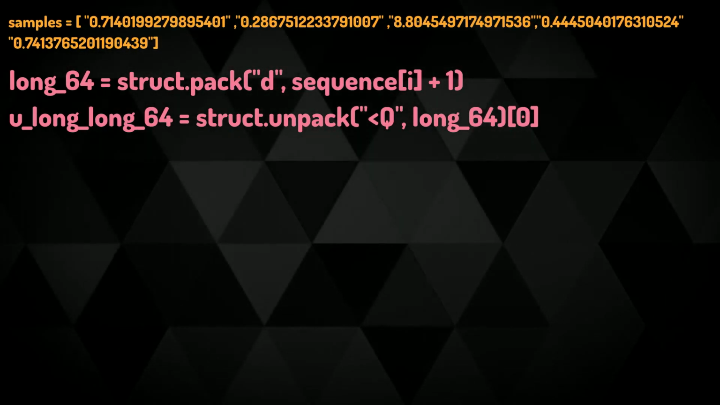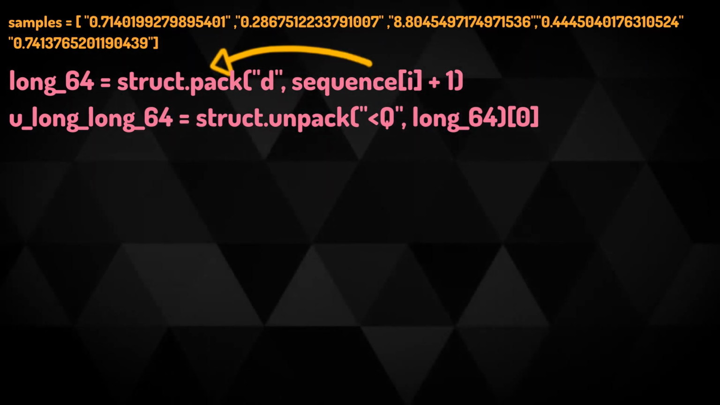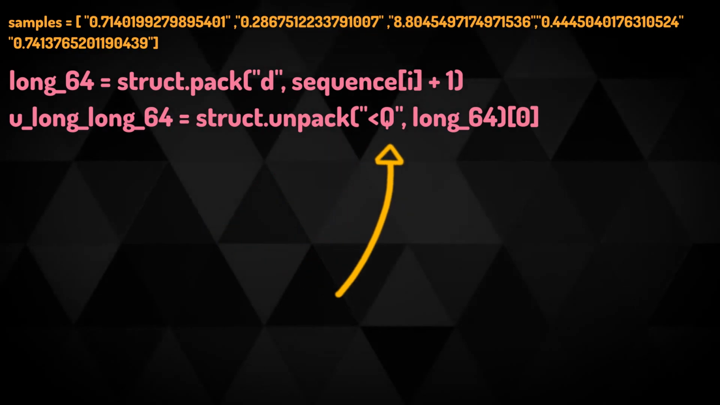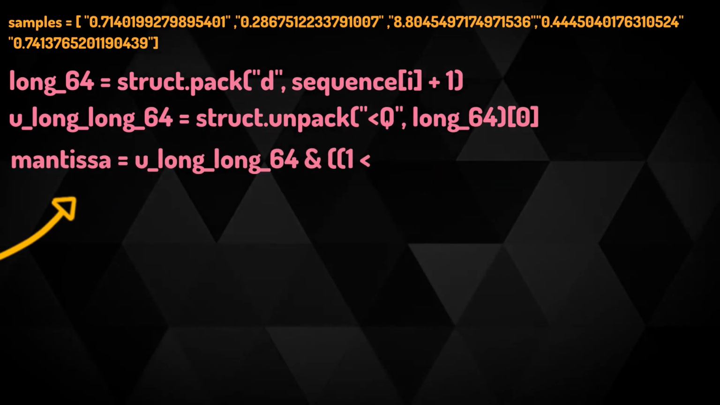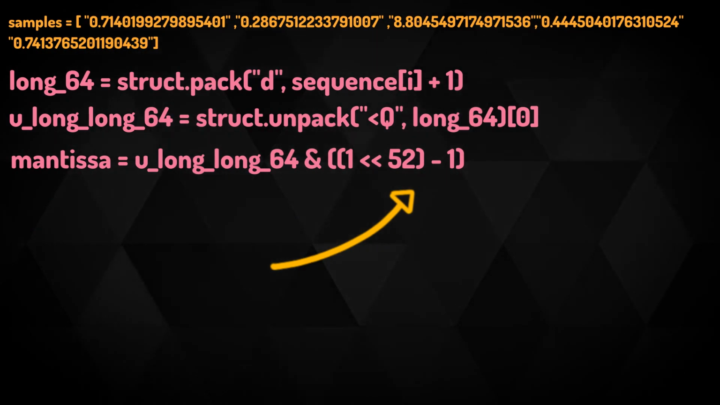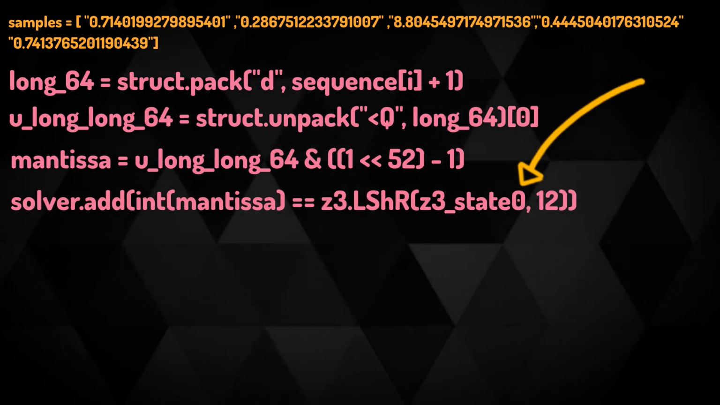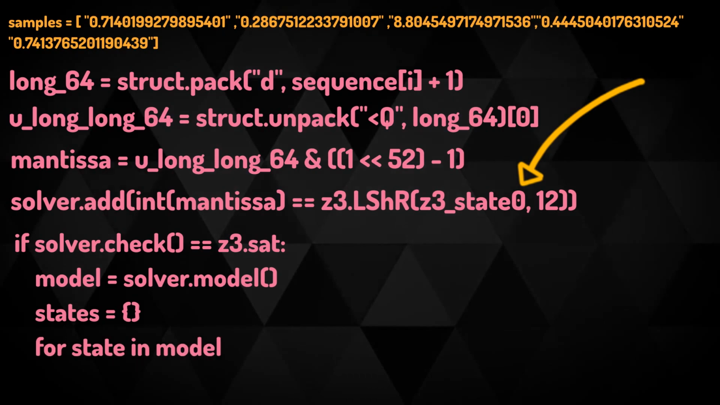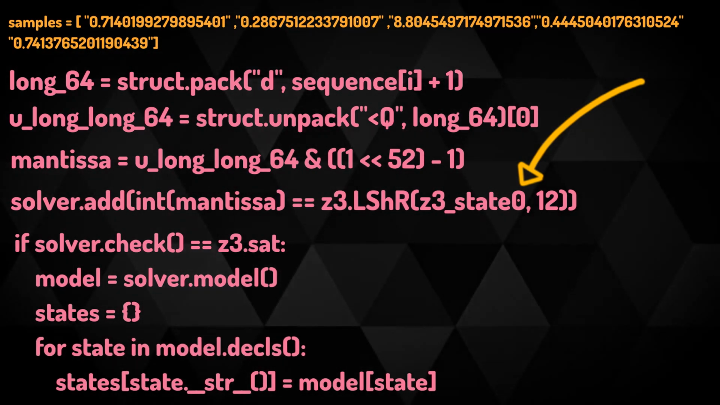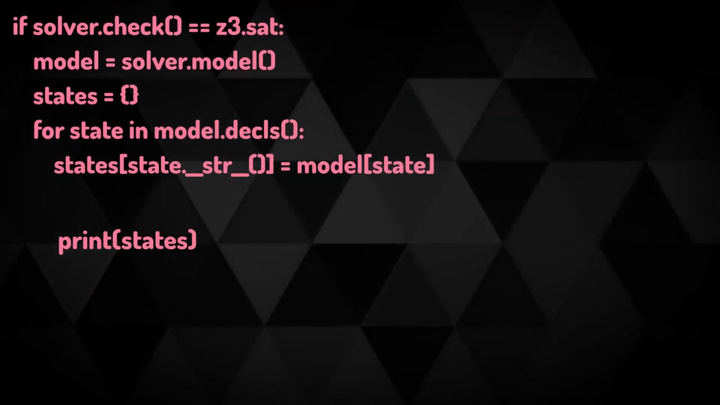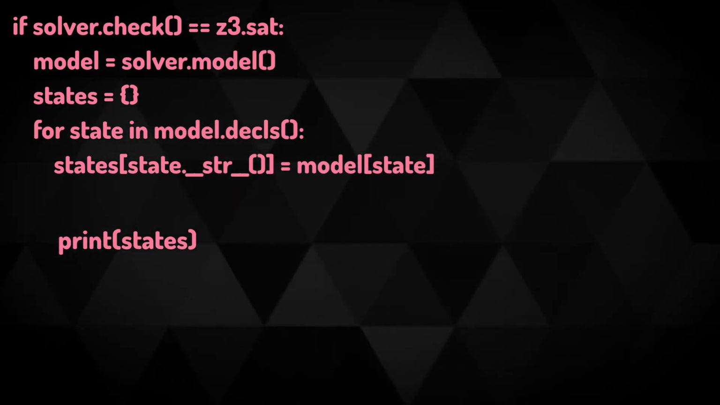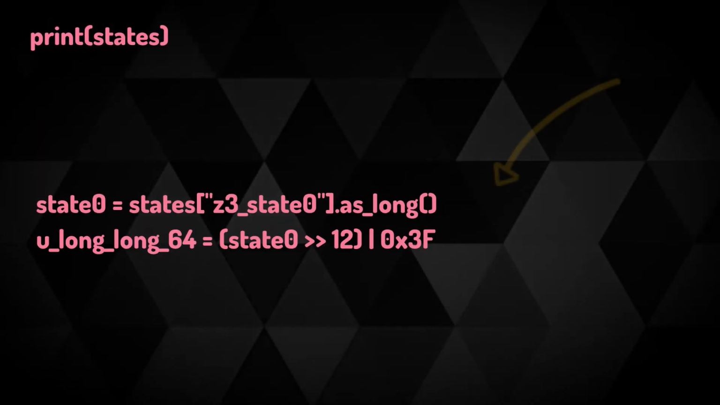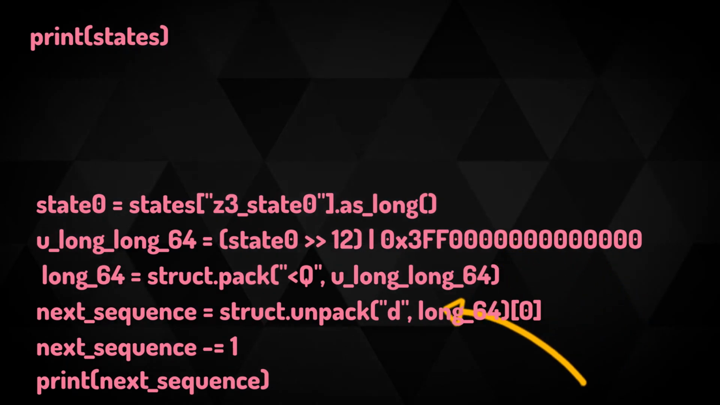Now, we can iterate through our sequence of random numbers and change it to double by this method, and then we unpack it as a 64-bit unsigned integer. Then we get the lower 52 bits from the piece of code, which is the mantissa, and we subtract 1 from it. In the next line, we add the constraint so that we can compare the different mantissas, so that the code can check if the solver can find a satisfying assignment for the constraints. If a satisfying assignment exists, then it means that the seed states leading to the provided sequence of random numbers have been found. If a satisfying assignment is found, the code extracts the seed values and computes the next random number in the sequence based on the recovered seed.